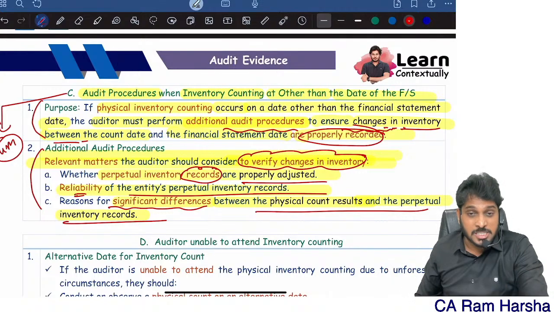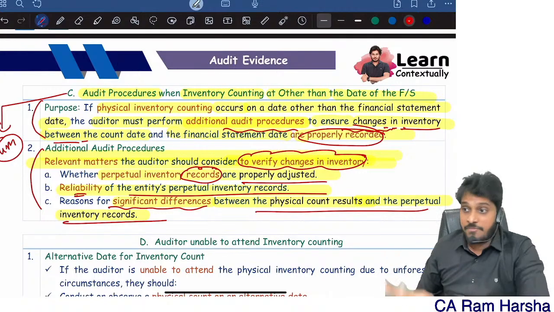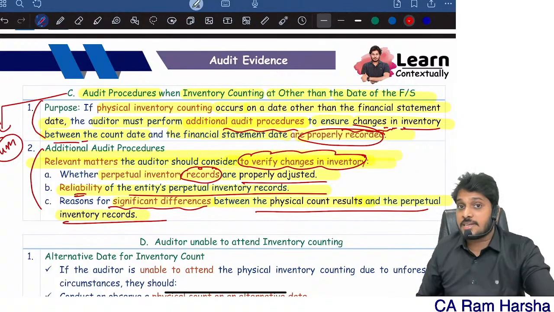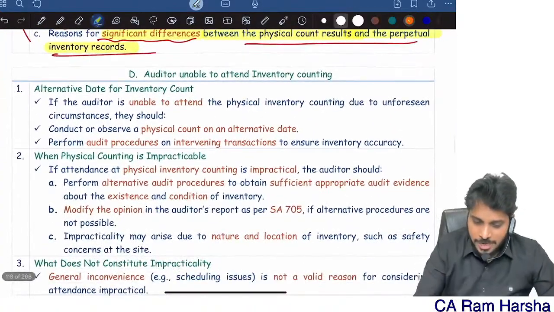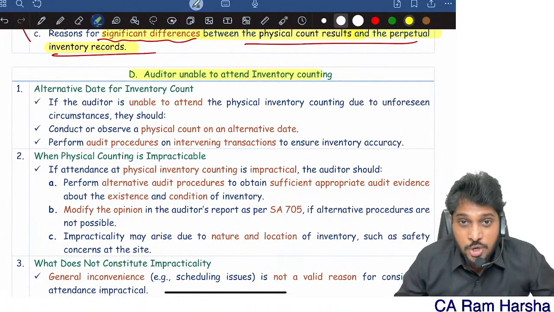Remember, in a perpetual system, physical inventory must match the records. There should not be any difference. If there is a difference, why is there a difference? The auditor has to investigate. So this itself can be asked as a 4 marks question. Sometimes, the auditor may not be able to attend the inventory count.